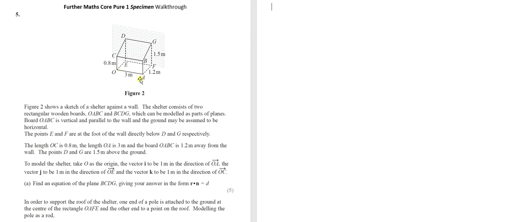We have basic assumptions like the fact that OAFE is a rectangle, so we do have right angles. OC is vertical, so it's perpendicular to OA and OE, etc., etc. In fact, the only part of this that isn't or couldn't be part of a cuboid is the sloping roof BCDG. And that is the part that the question is most interested in. Find an equation of the plane BCDG, giving your answer in the form r dot n equals d.